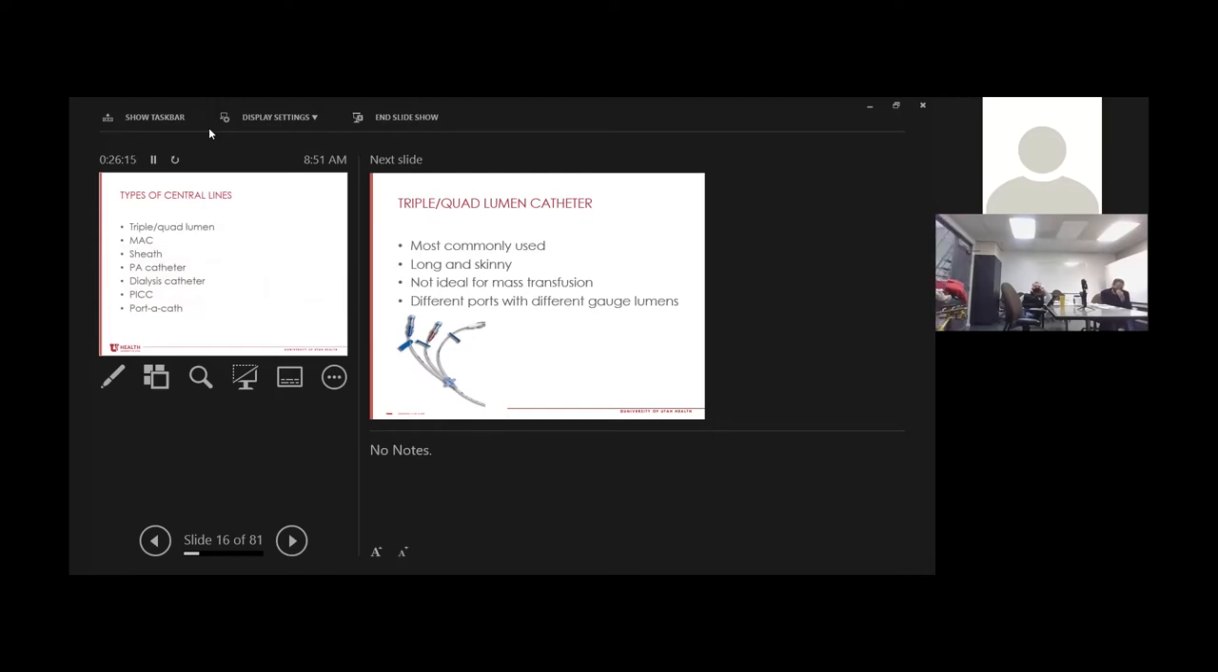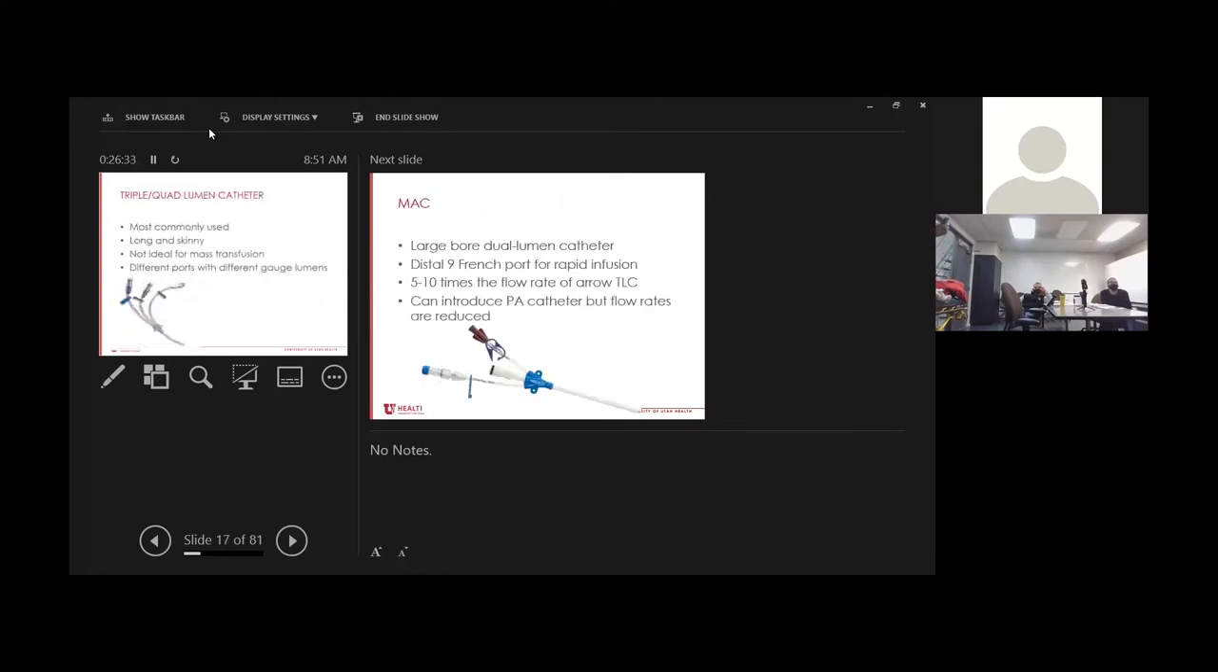That's a classic. All right, so we've got a ton of different types of central lines. They're all pretty similar, but they all have special, unique properties. Again, we want to figure out how we can use these most effectively and what complications we have to watch out for. So this is a triple and quad lumen.